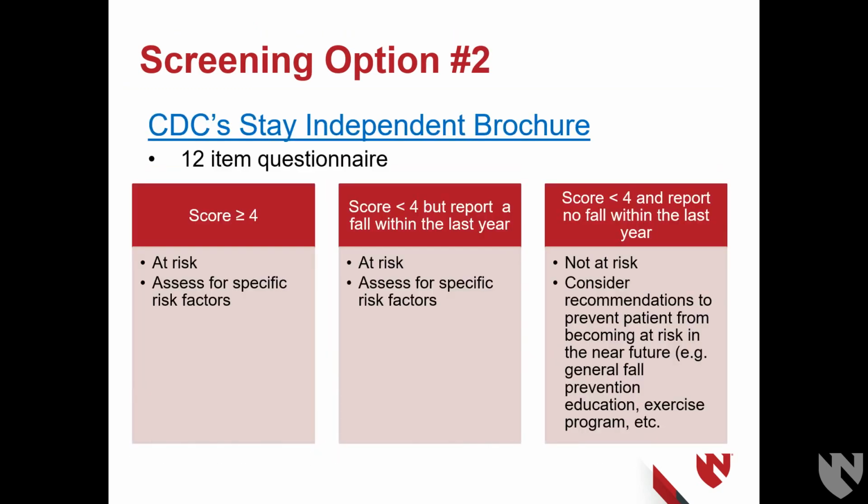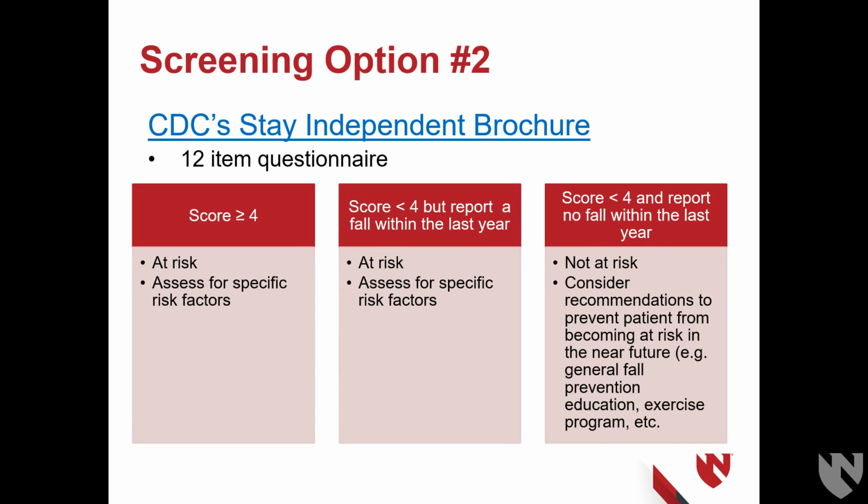Another option for screening is a questionnaire that the CDC has developed called the Stay Independent brochure. This is also something the patient can do in advance of the appointment, either at home or in the waiting room, and again, potentially through a secure online portal. The brochure is freely available on the CDC STEADI website through the link provided on the slide.